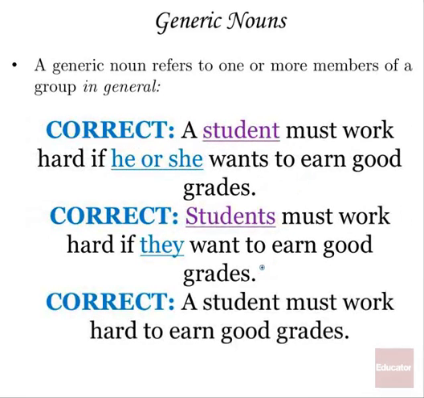So what do you do? Well, you do this. A student must work hard if he or she wants to earn good grades. This is how we usually solve the problem, although it's a little clunky. You can also make students plural and say students must work hard if they want to earn good grades. They is plural, but now that you've made students plural too, you can get away with it. And finally, you can sidestep the pronoun issue entirely and say a student must work hard to earn good grades.